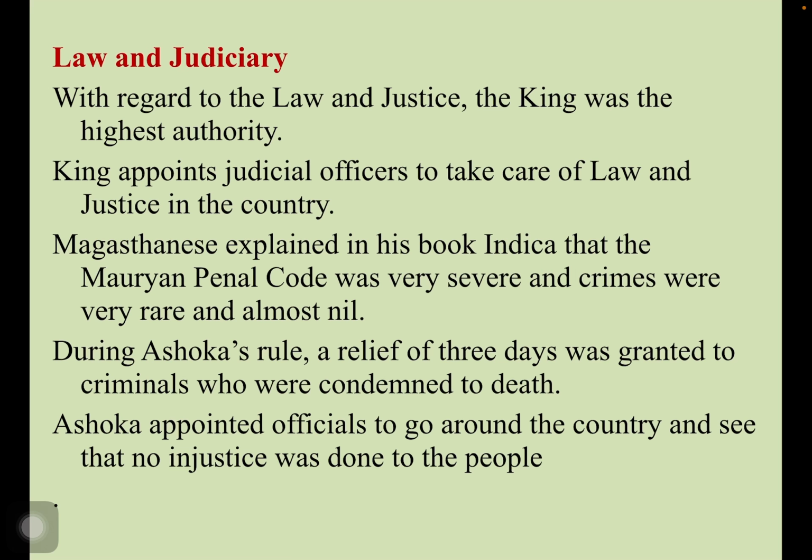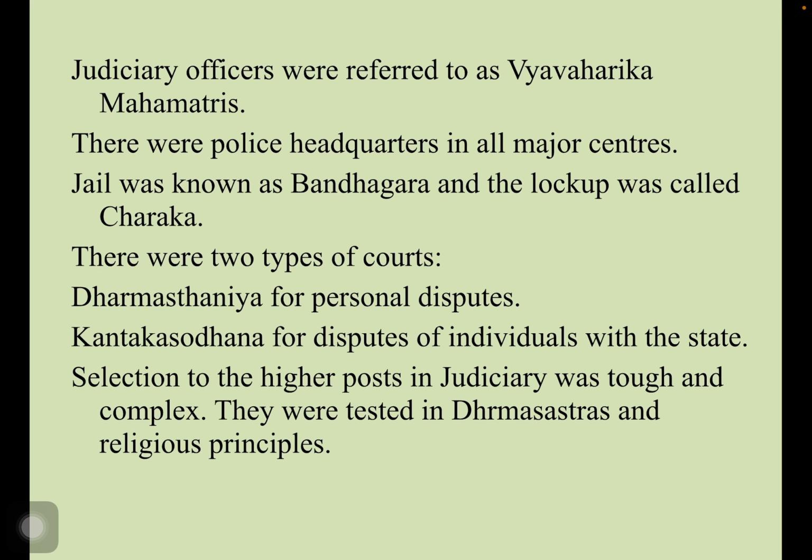During Ashoka's rule, relief of 3 days was granted to criminals who were condemned to death. Ashoka appointed officials to go around the country to see that no injustice was done to the people. Judiciary officers were referred to as Vyavaharika Mahamantris. There were police headquarters in all the major centers. Jail was known as Bandhagara and lockup was called Charaka.